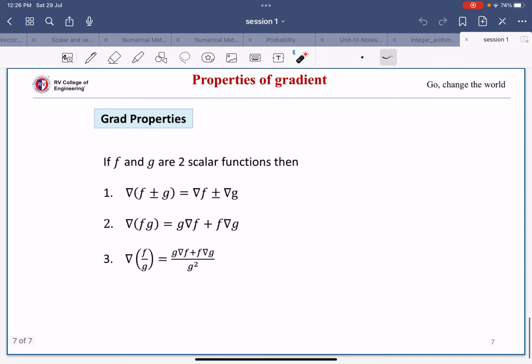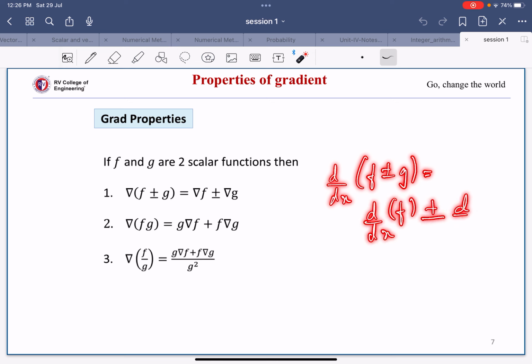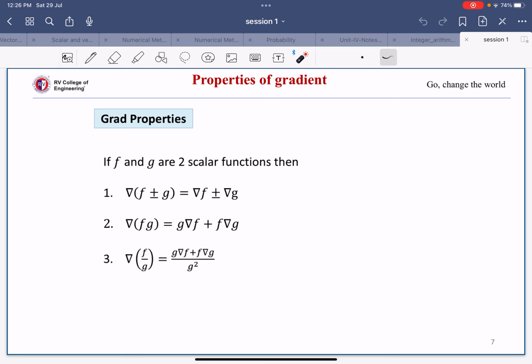Properties of gradient. There are three important properties of gradient. If f and g are scalar functions, then the gradient of f plus or minus g is the gradient of f plus or minus the gradient of g. Very much similar to derivatives. If I have d by dx of f plus or minus g, it will be the derivative of f plus or minus the derivative of g. Coming to the gradient of f g, just like the product rule, it is g into gradient of f plus f into gradient of g.